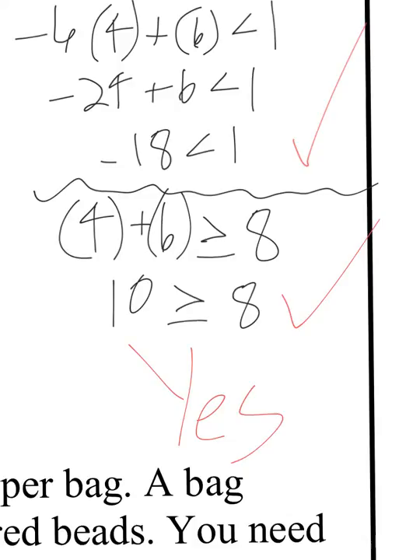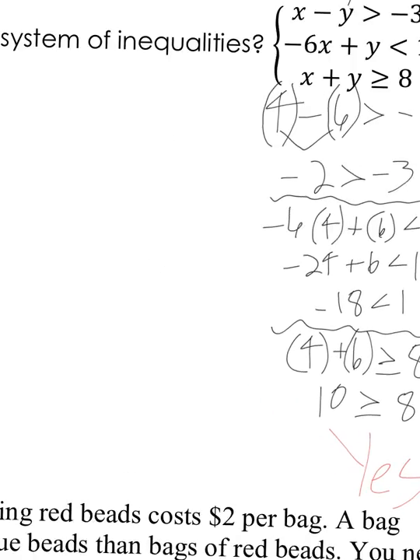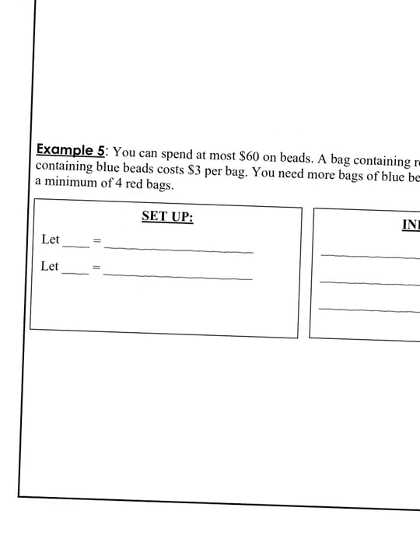Just to recap, if it got no on any one of the three, if it made a false statement, the answer would be no. So is it a solution? Yes, it is. Now, the last thing I wanted to go over was a linear inequality word problem.